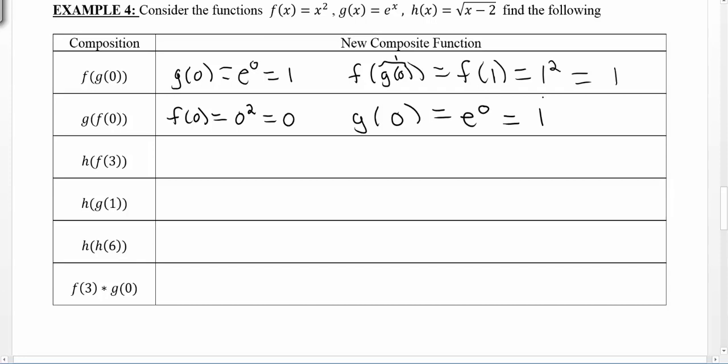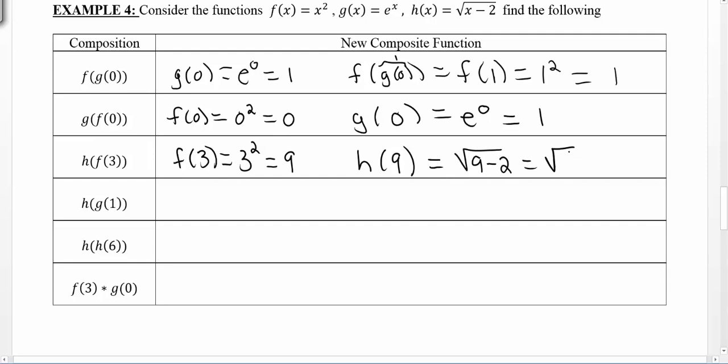For the next one, I have h of f of 3. So again, I start with my innermost function, f of 3. When I plug that in, I'm looking for 3 squared, which gives me 9. So I substitute in 9 for f of 3, and I get h of 9. H of 9 is going to give me the square root of 9 minus 2, because again, I'm plugging in the 9 for the x in the h function, which gives me the square root of 7.